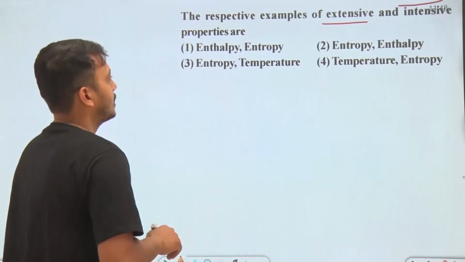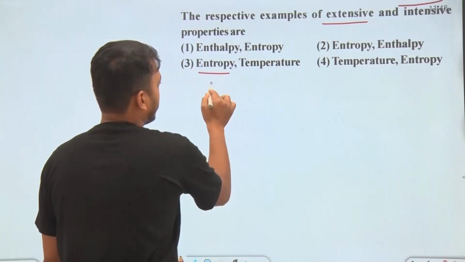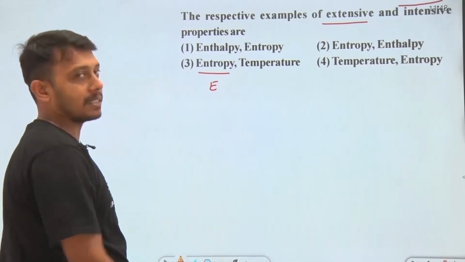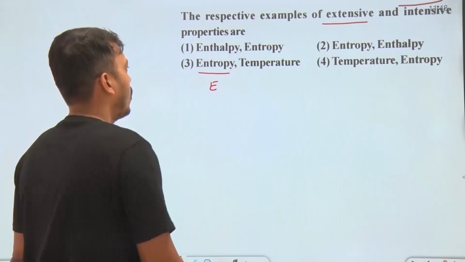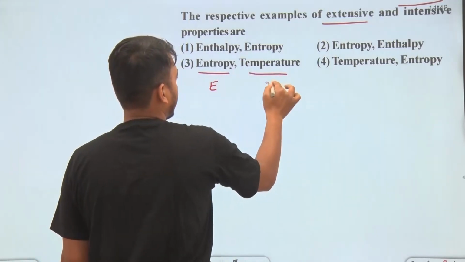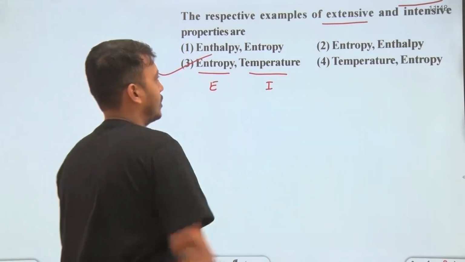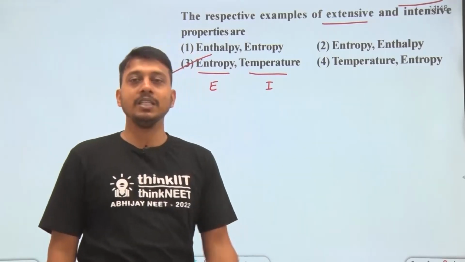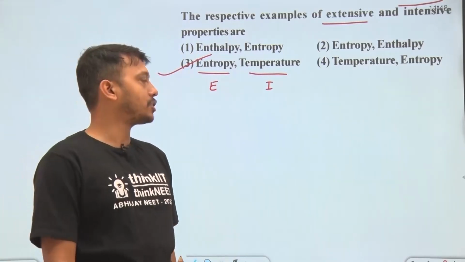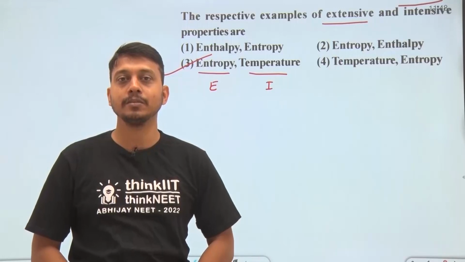So here entropy is an extensive property because it highly depends upon the number of particles, while temperature is an intensive property because it does not depend upon the number of particles. So basically this is a memory based question, hence option number 3 is the correct choice.